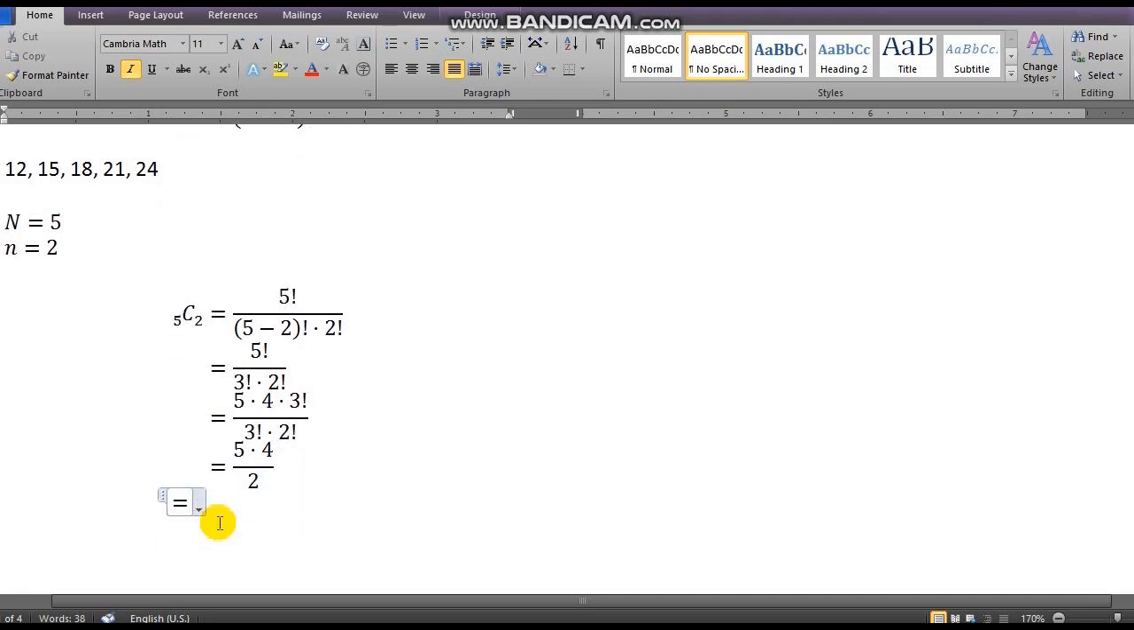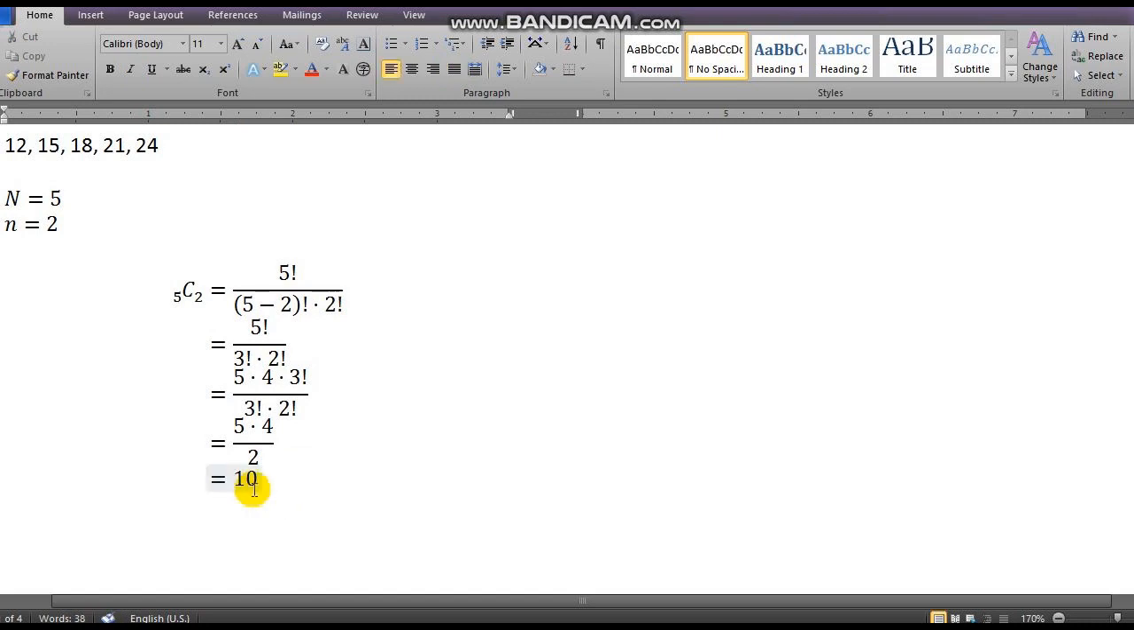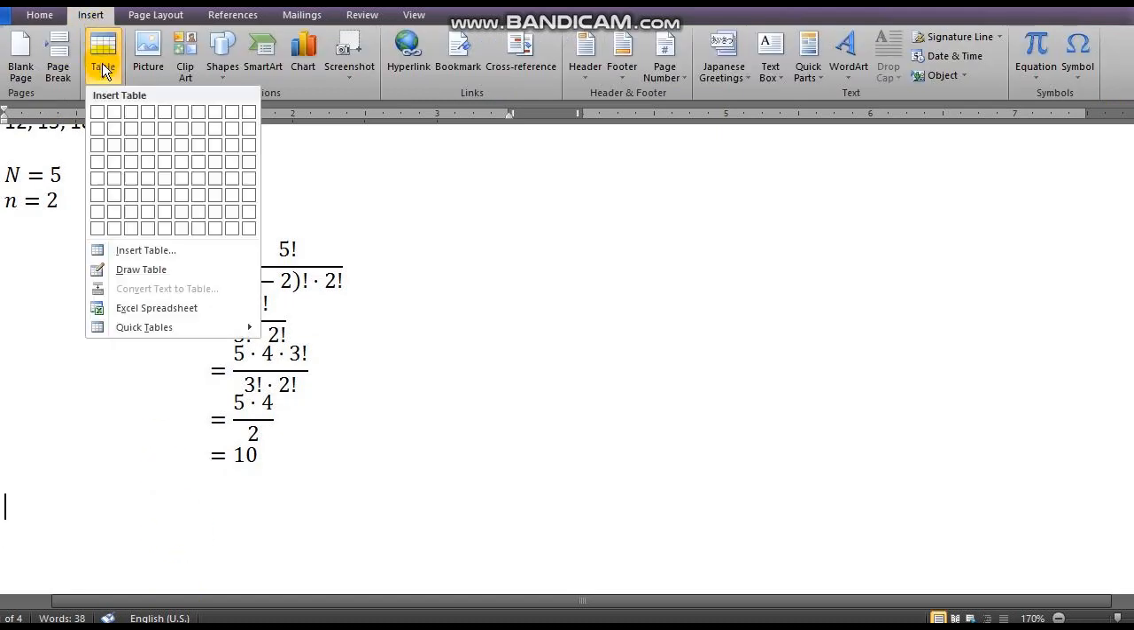So this would be equal to 5 times 4 is 20 divided by 2, that is 10. So we are left with 10. Therefore, this means that we can draw 10 samples from this population here, and that's what we're going to do. Let's take the 10 samples right now.